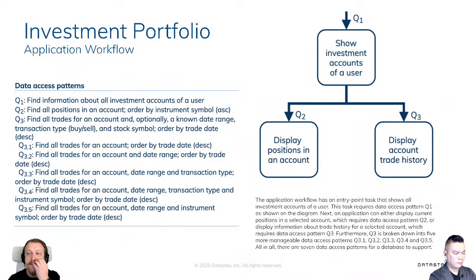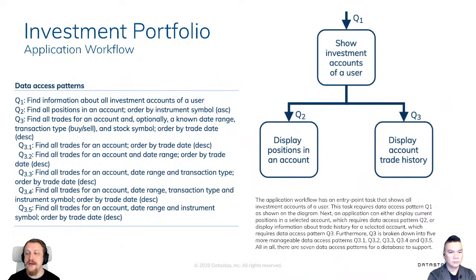And I have three main queries I'm going to do. The first workflow is to show the investment accounts of a user. As a user, I can open multiple accounts, and first I have to show the list of accounts. Then two options. I want to display positions in an account, so what are my investments?